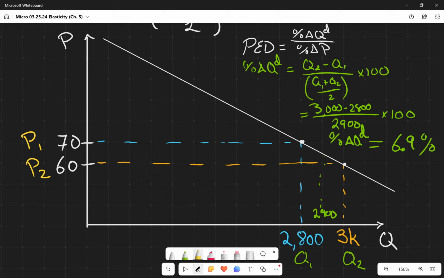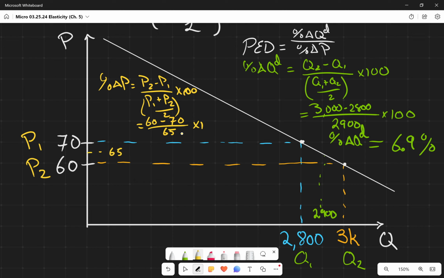Now we're going to do the percentage change in the price. So P2 minus P1 over P1 plus P2 divided by 2, times 100. P2 is 60 minus P1 is 70, divided by the midpoint in between them, which is 65. Multiply all that by 100 and we get negative 15.4% for my percentage change in my price.